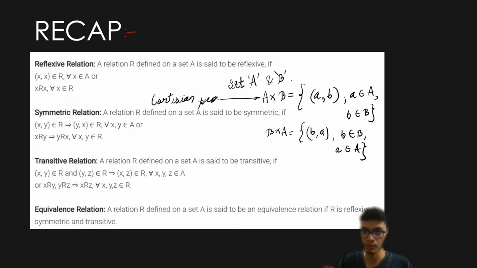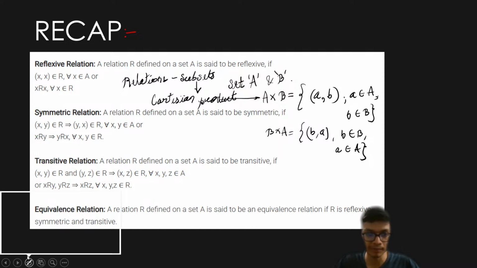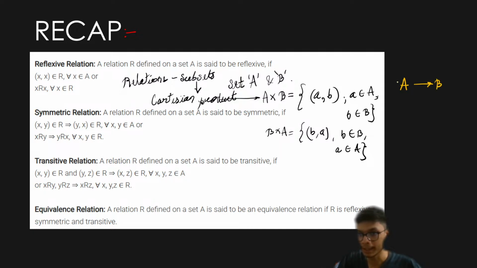If you recall the definition of relations, relations are nothing but subsets of a particular Cartesian product. That is the simple definition of a relation: relations are basically subsets of the Cartesian product. So whenever I try to define a relation from set A to set B, I write the name of the relation as R such that it goes from set A to set B. So I denote it like this.